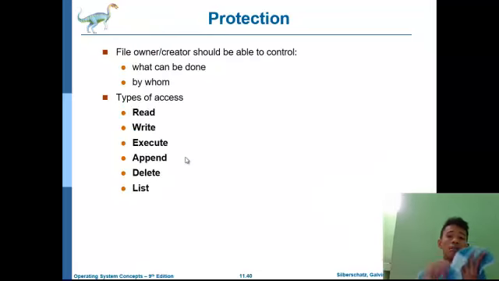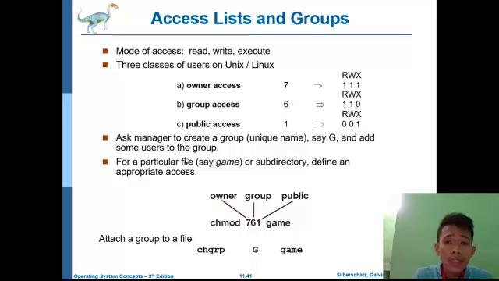Protection. Kailangan sa pag-ano natin, kailangan may protection din. Para yung file natin, file owner creators should be able to control what can be done by whom. Types of access. May mga type tayo ng access. Katulad ng read, write, execute, append, delete, list. Sa access list in groups, kailangan may mode access: read, write, execute.